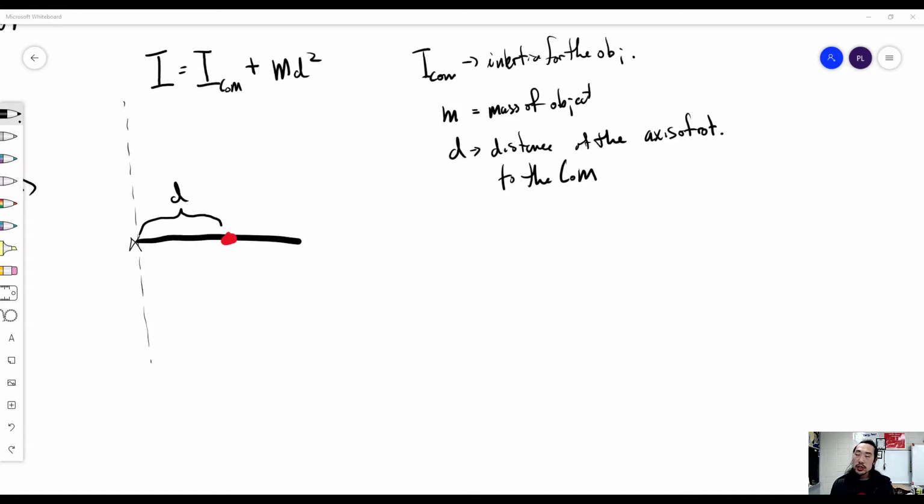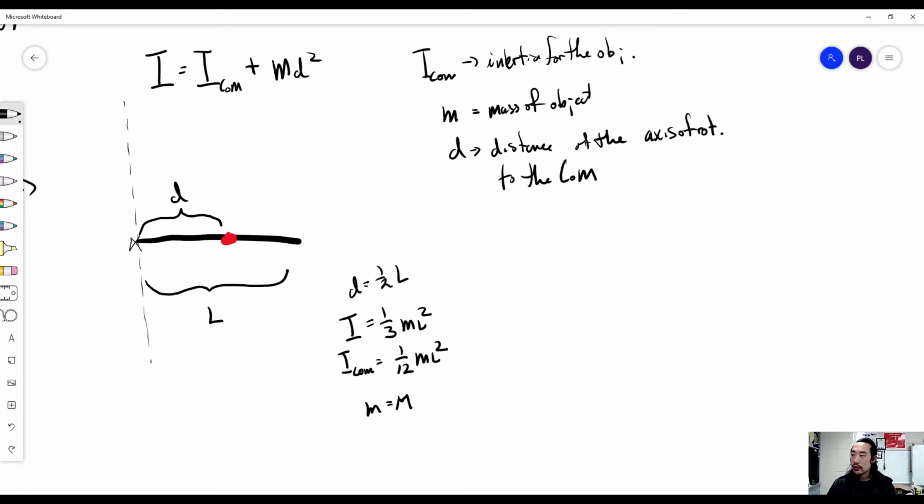So let's try to get that rotational inertia for the rod rotating about its end. I believe it was 1/3 ml squared, for this scenario. This is what we know. The length of this rod is L. We just found that the rotational inertia about the center of mass is 1/12 ml squared. The mass of this object is just m. Also, d, the distance, is 1/2 of L.